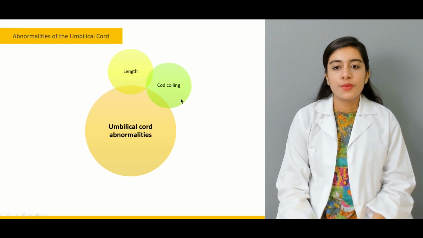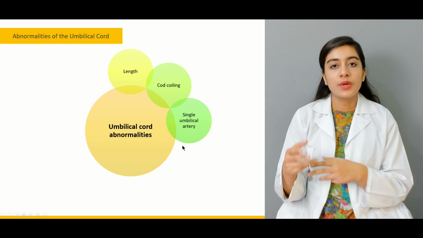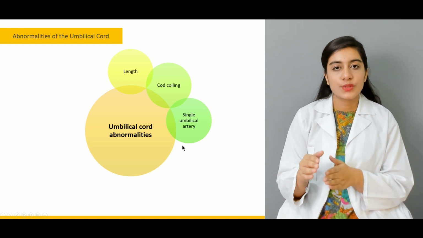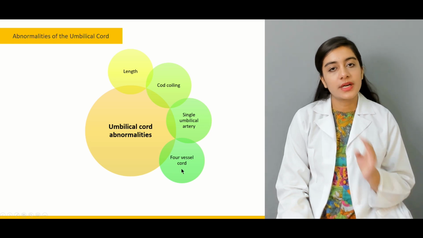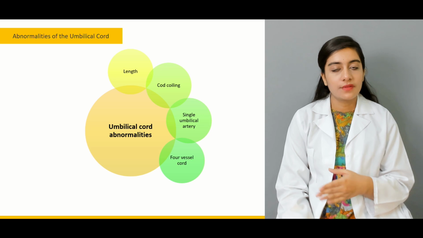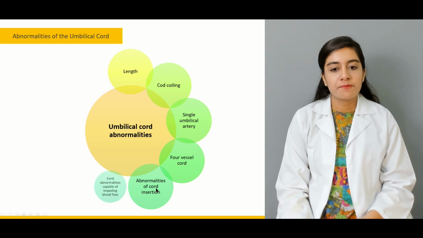Then we have cord coiling. Single umbilical artery: normally there are two arteries coiled around a single vein, but if there is only one artery, that is of course an abnormality. Four vessel cord: it should be a three vessel cord, but it can be four if there is any abnormality. Then abnormalities of the cord insertion, where it is inserted.